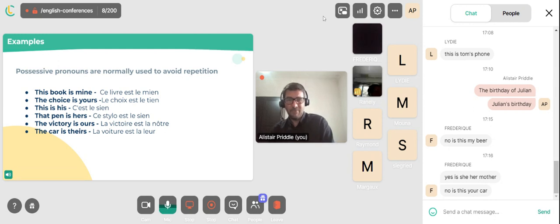Okay, one more time. Let me read through those again. This book is mine. The choice is yours. This is his. That pen is hers. The victory is ours. The car is theirs.